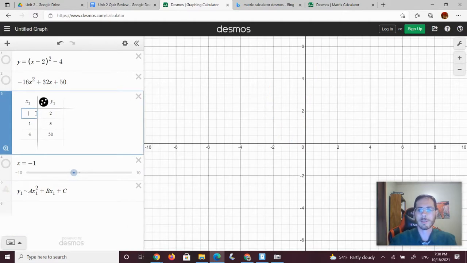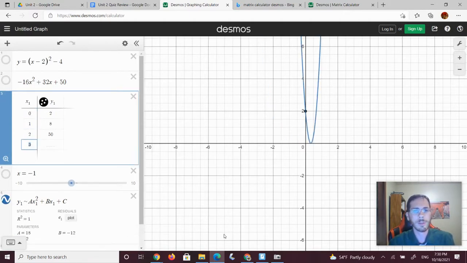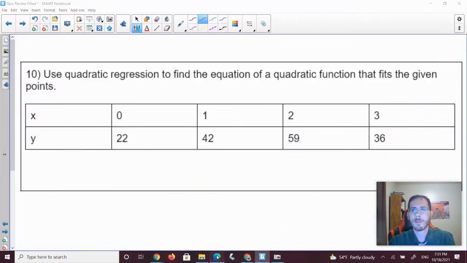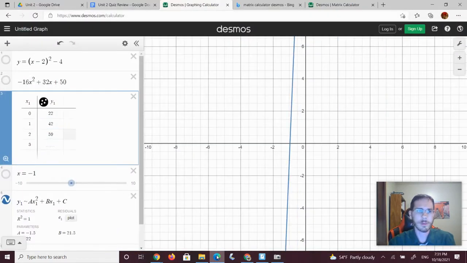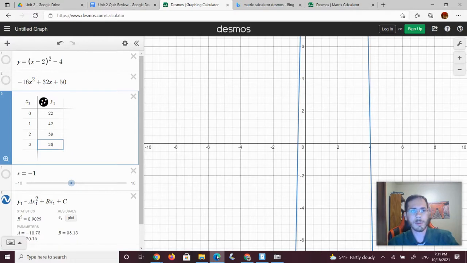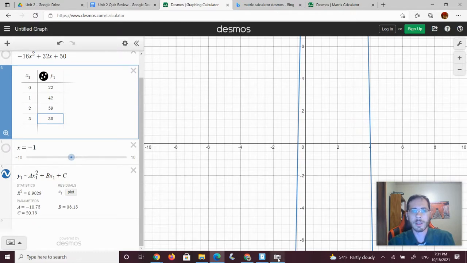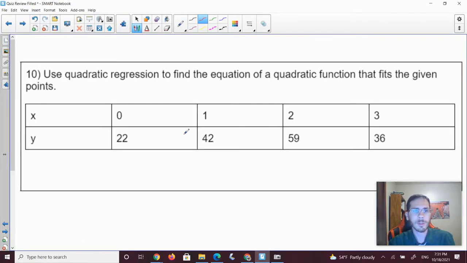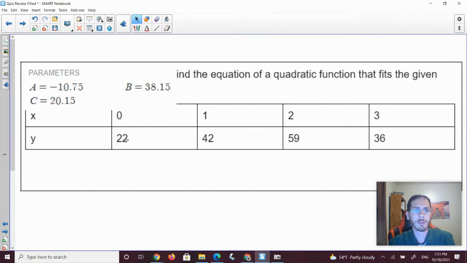Because here we've got 0, 1, 2, and 3, 22, 42, 59, 36. I've already got my regression typed in, so I just need to reread the numbers and then I'm already done. So let's just grab those just because I'm feeling a little bit lazy. We'll steal those, paste them in there, and then we still need to write our answer correctly.